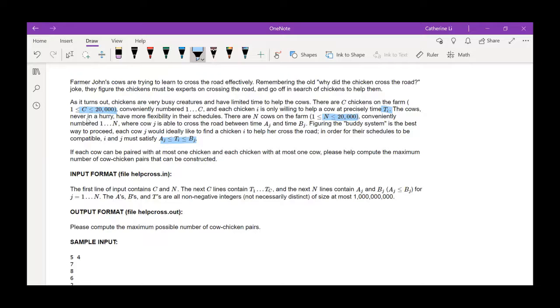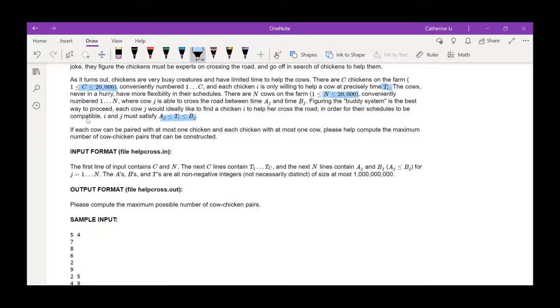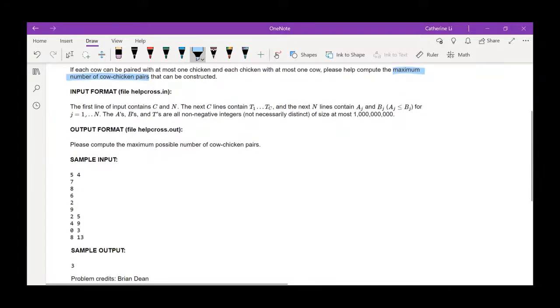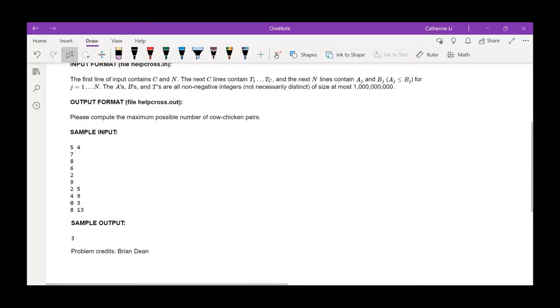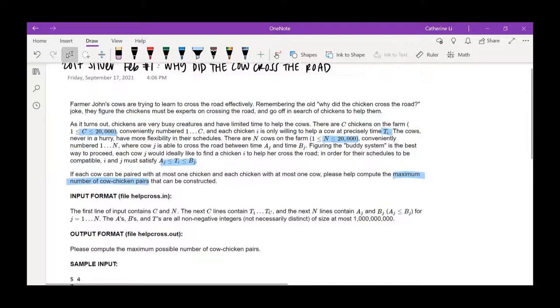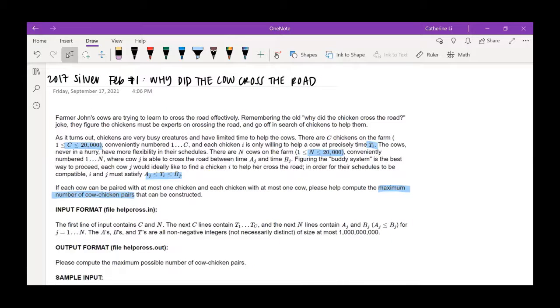So we're asked to find the maximum number of pairs that we can make so that the cows can cross the road successfully with a chicken as their expert guide. There's some sample input stuff, which we'll look at later, but that's basically the problem. The idea is that we're trying to maximize this value.